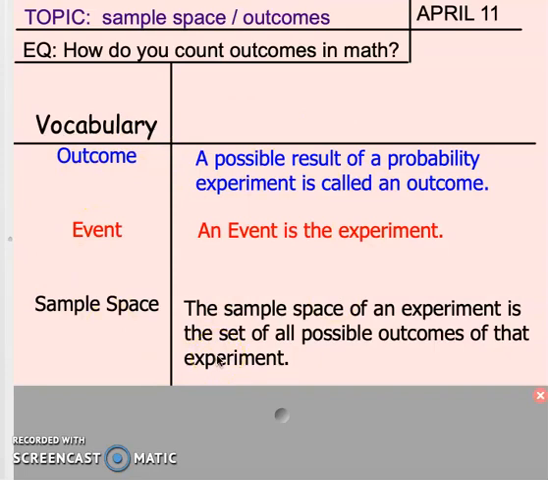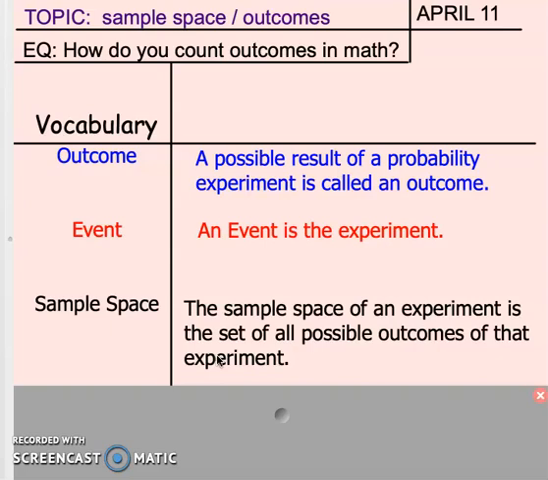So remember, we were referring to an outcome as a possible result of a probability experiment. So if you flip a coin, there's two possible outcomes, heads or tails. If you roll a dice, there's 6 possible outcomes, 1, 2, 3, 4, 5, or 6. Okay, so on and so forth.